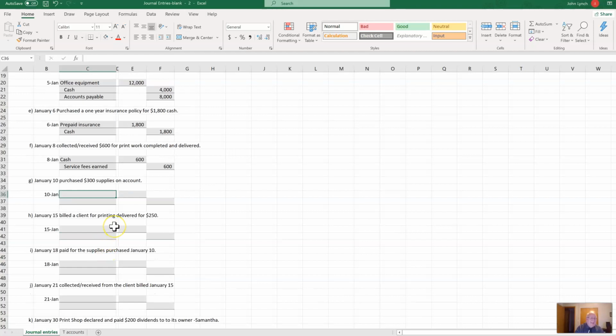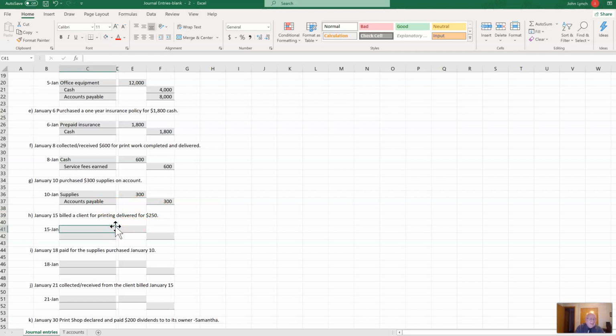On January 10th, we purchased $300 of supplies on account. Okay, so again, we increased our supplies account by $300, and it's on account, so that means we charged it, so that's going to be accounts payable for $300. So on this one, we increased supplies by $300, and we increased the accounts payable by $300.